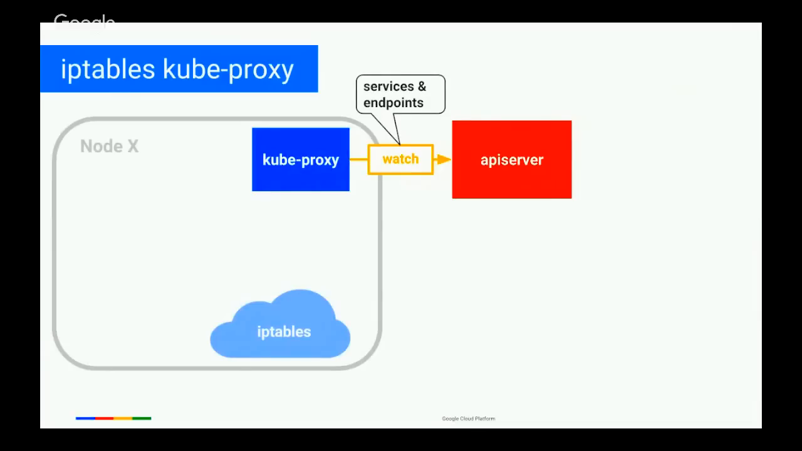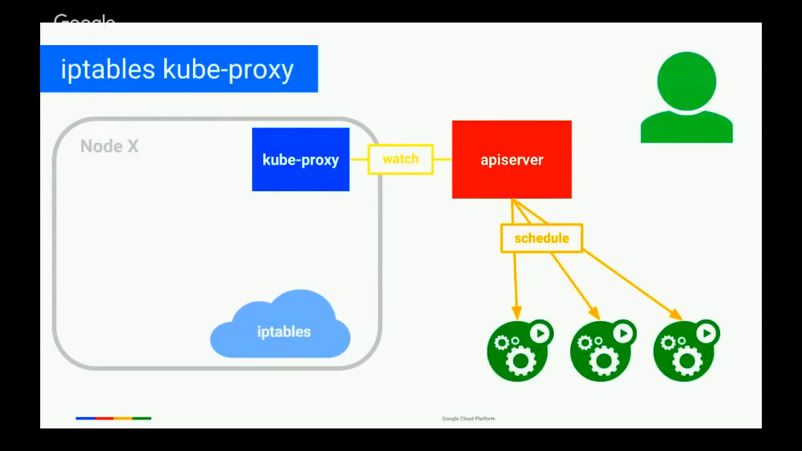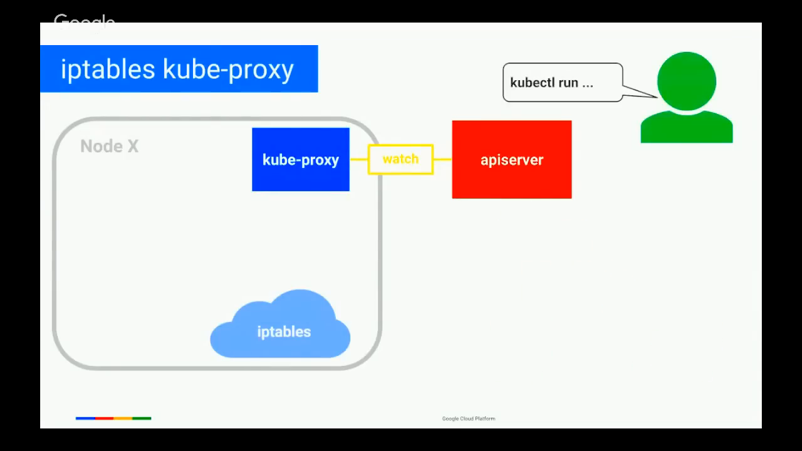So kube-proxy is a little agent that runs on every machine. It watches our API server. It says, hey, API server, tell me whenever there's a Service object, with a capital S, or an Endpoints object on the server, tell me when that changes. So the user comes along and says, I want to run something. The user says kubectl run.